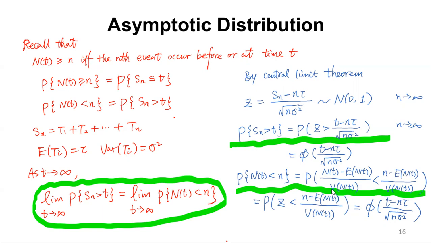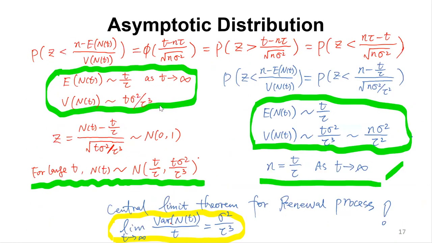Okay, here, this should be the standard deviation. This V actually stands for the standard deviation, because if we want to do the normalization or standardization, we subtract the mean and divide by the standard deviation. So just like here, it should be a standard deviation. So Z less than this value should equal this, because we know N(t) less than n equals Sn greater than t. So this value we put right here. Now, what we really want is the expectation and the variance.